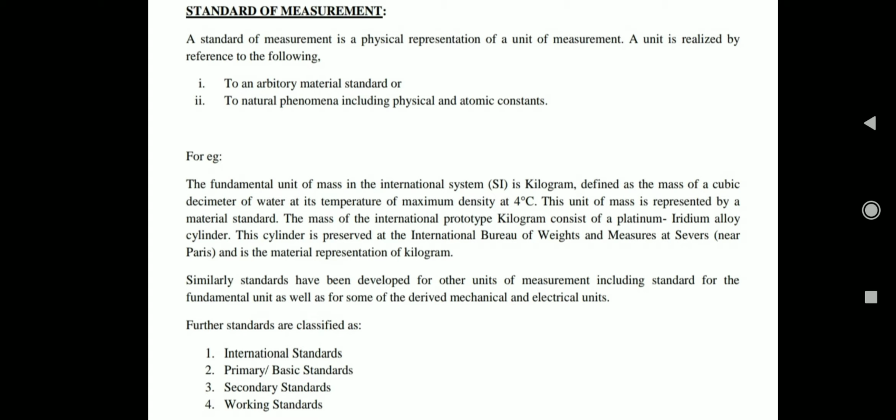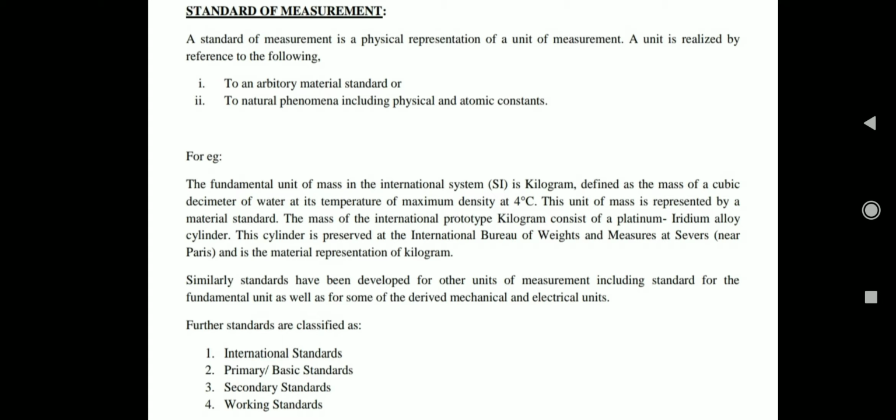In today's lecture, I am going to cover the topic Standard of Measurement. A standard of measurement is a physical representation of a unit of measurement. Here, a unit is realized by reference to the following. First, to an arbitrary material standard, or second, to natural phenomena which includes physical and atomic constants.